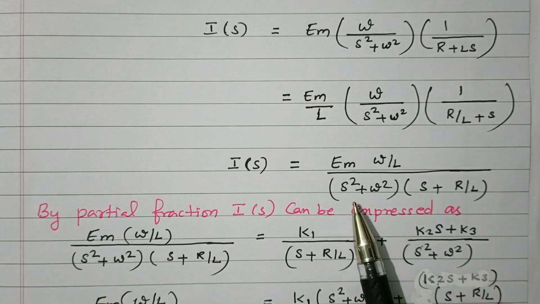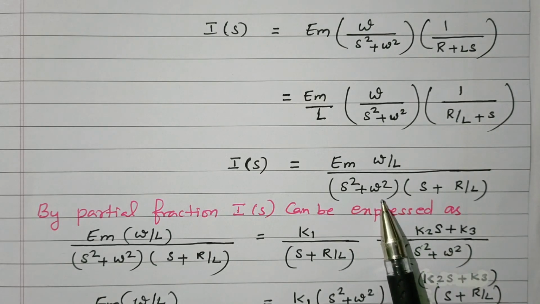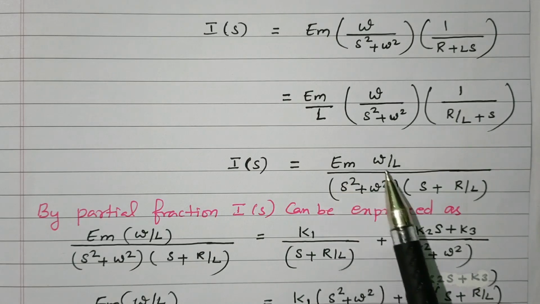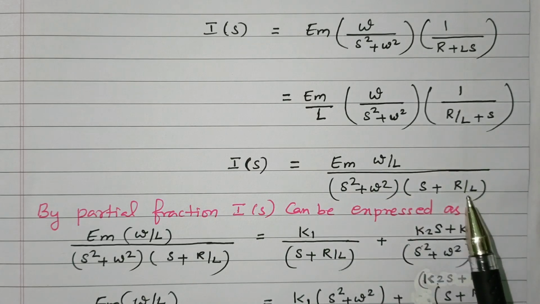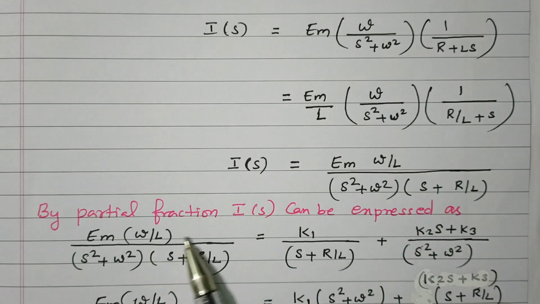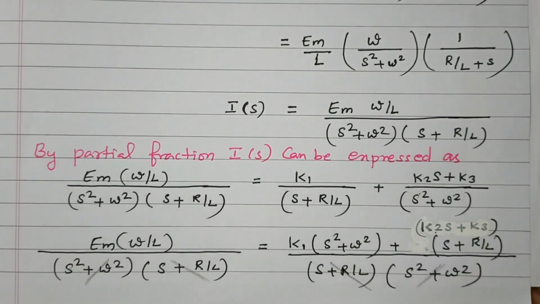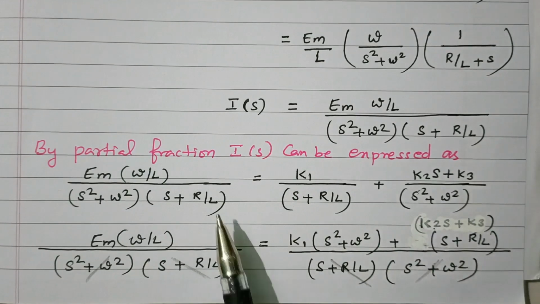We can take the inverse Laplace, but it should be in standard form. Then only we can take the inverse Laplace. We can take the inverse Laplace of this term alone and this term alone, but we cannot take it for both together. So we use the partial fraction of this I of S. After taking the partial fraction, we can easily take the inverse Laplace. Now we will see how to apply the partial fraction technique.